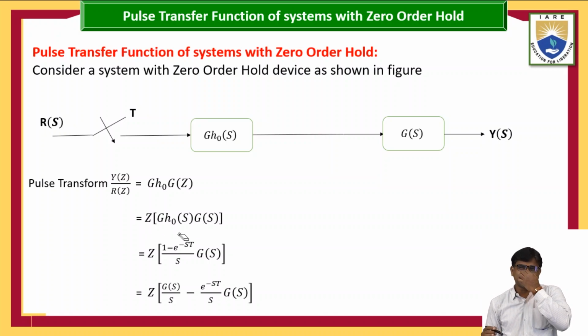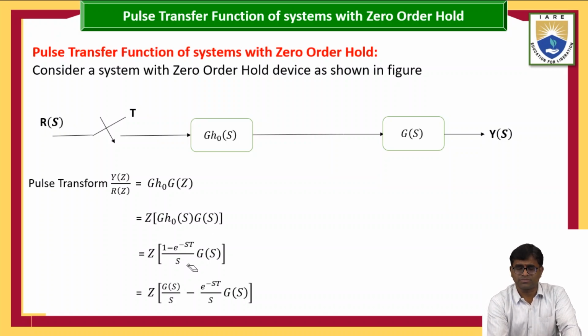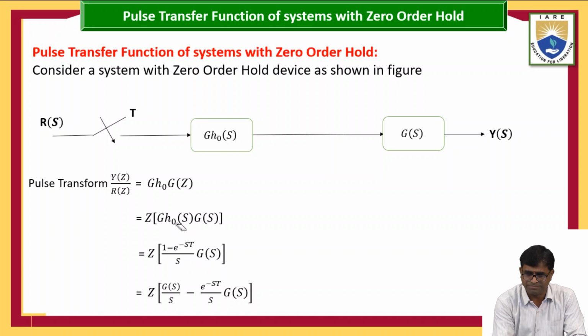We know from the previous sections that for a zero order hold device, the output of this function is (1 minus e power of minus sT) by s. This is your zero order hold device output function, multiplied into G of s. Only this term is coming. We saw this one in previous sections. After that, I am multiplying this into the total term G of s. So 1 by s into G of s minus e power of minus sT by s into G of s. We are getting this one.